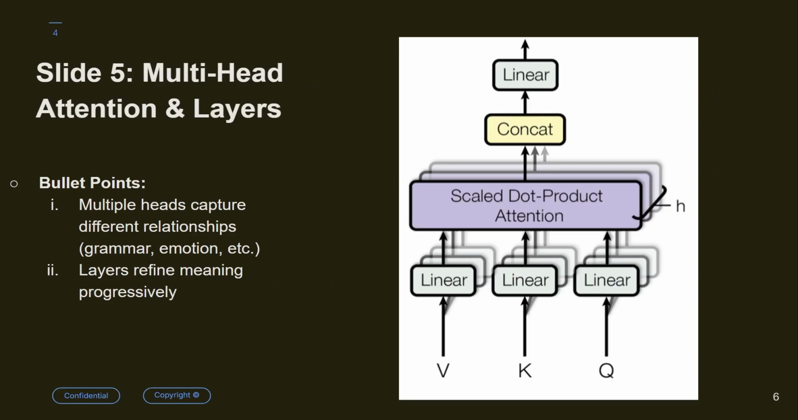Multi-head attention and layers. The transformer model has multiple attention heads, each focusing on different aspects of a sentence. Some heads might track subject-verb relations, others might detect emotion, and others might understand tense. These attention heads work together across multiple layers to refine the meaning of each word, making the model's output more accurate and nuanced.